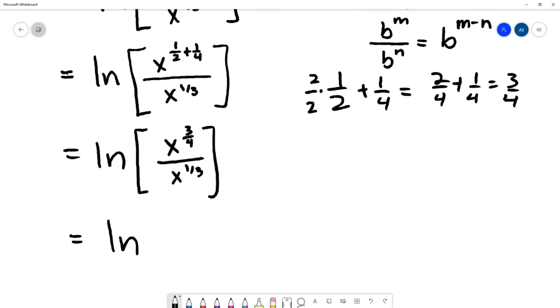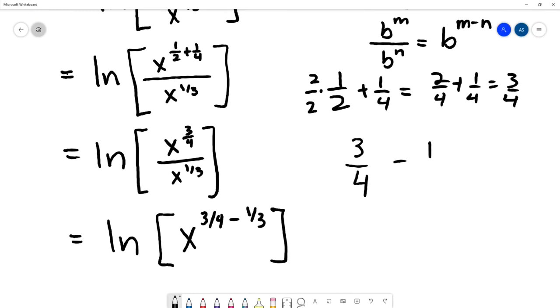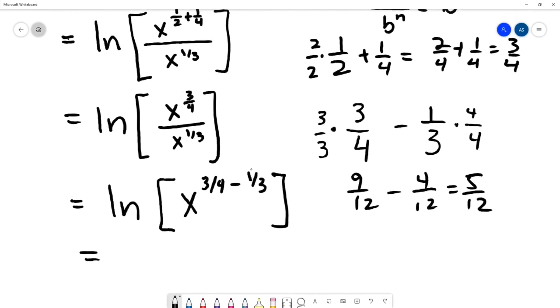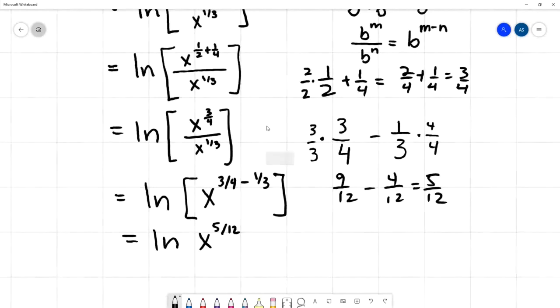And now I'll use the quotient rule for exponents. That's x to the 3/4 minus 1/3. Subtracting those exponents, and once again I need a common denominator. 3/4 minus 1/3. The common denominator is 12, so I'll multiply by 3 over 3, multiply by 4 over 4. That's 9/12 minus 4/12 is 5/12. So we get our final answer, natural log of x to the 5/12. Let me zoom out so you can see all that work.